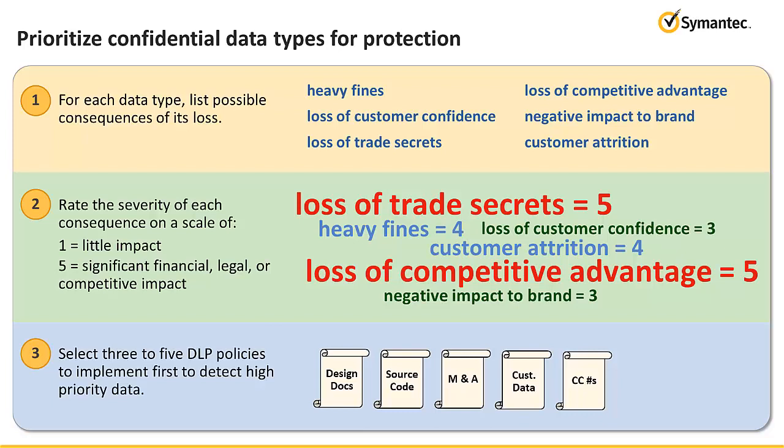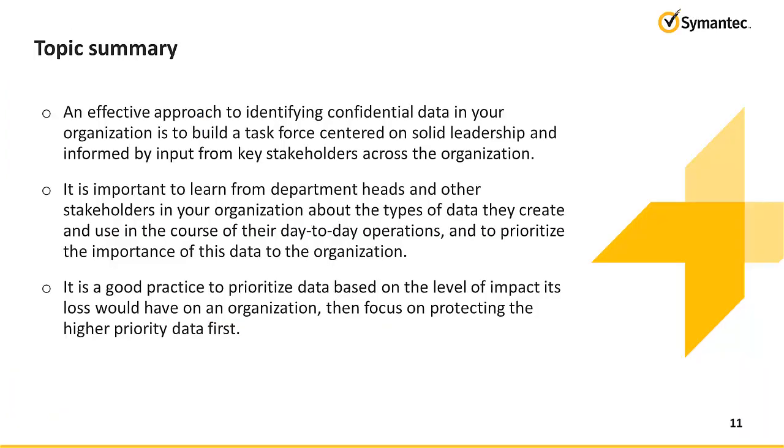With the help of those closest to the data and those guiding the organization, this exercise should provide the perspective needed to prioritize the confidential data to protect and to select the 3 to 5 data loss prevention policies to implement first. This exercise will also help provide an idea of the subsequent policies to implement and their order of deployment. To summarize, an effective approach to identifying confidential data in your organization is to build a task force centered on solid leadership and informed by input from key stakeholders across the organization.